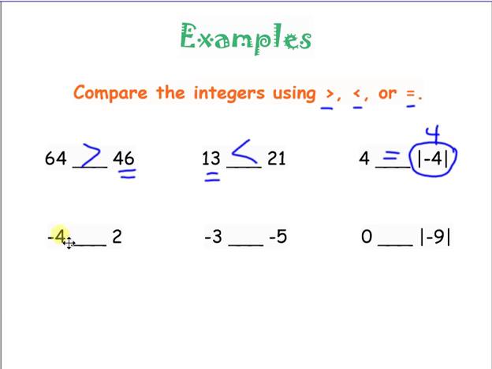Over here, I have negative 4 compared to 2. Which one is smaller? Well, you should say that the negative 4 is smaller. So you're going to choose the symbol that has the little tip pointed to the negative 4. And again, this is the less than sign because it's saying negative 4 is less than 2.